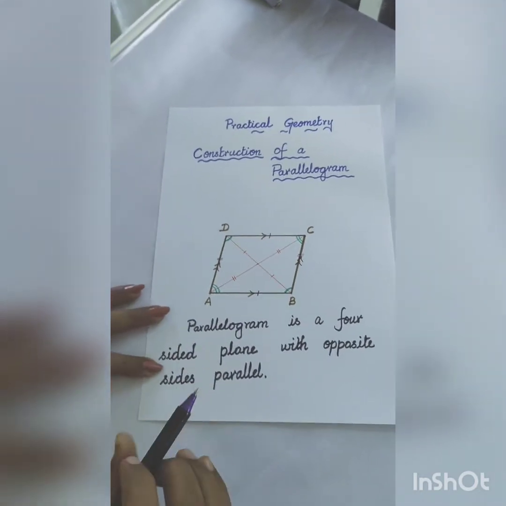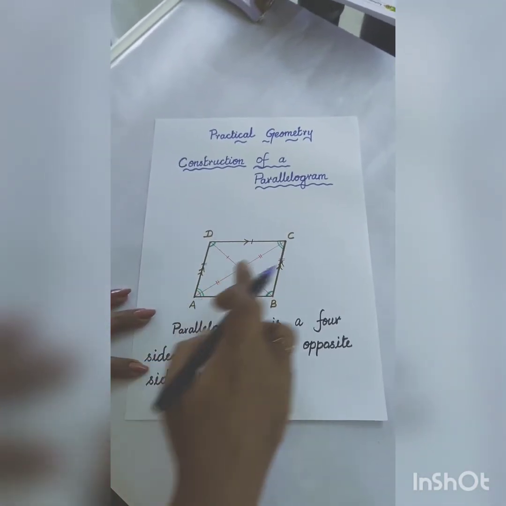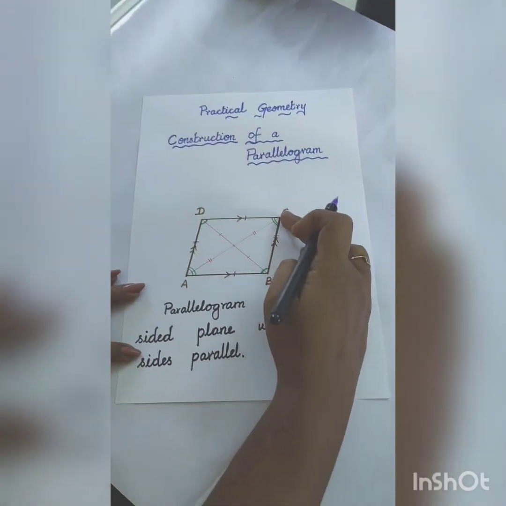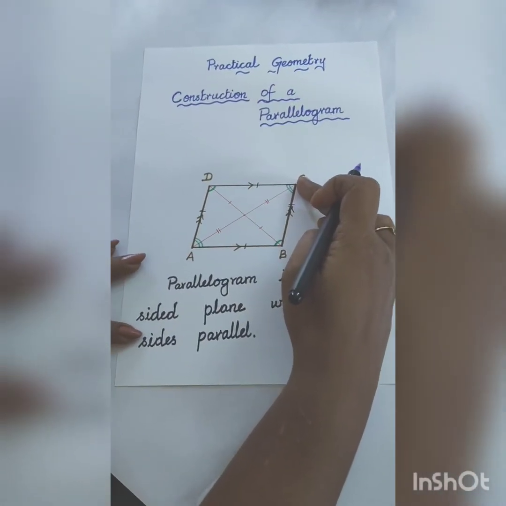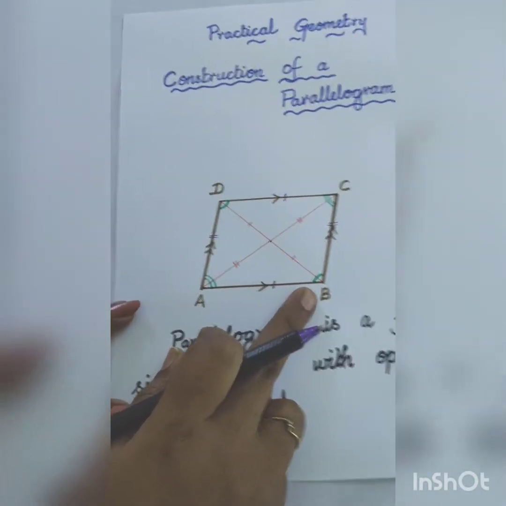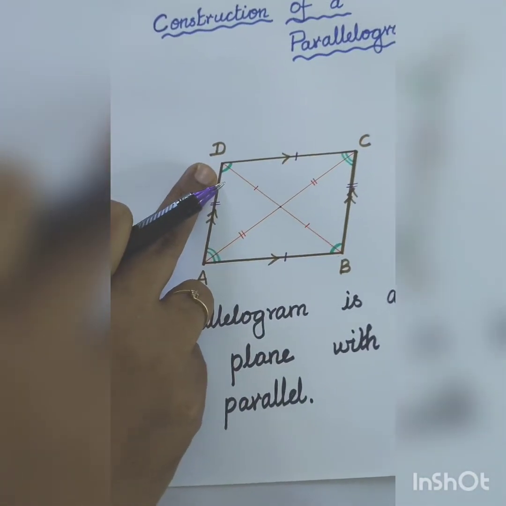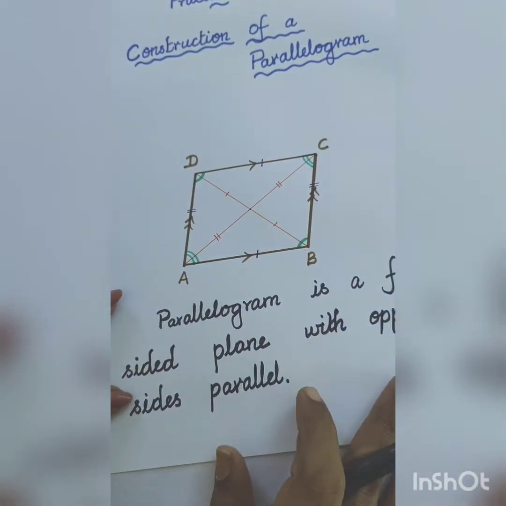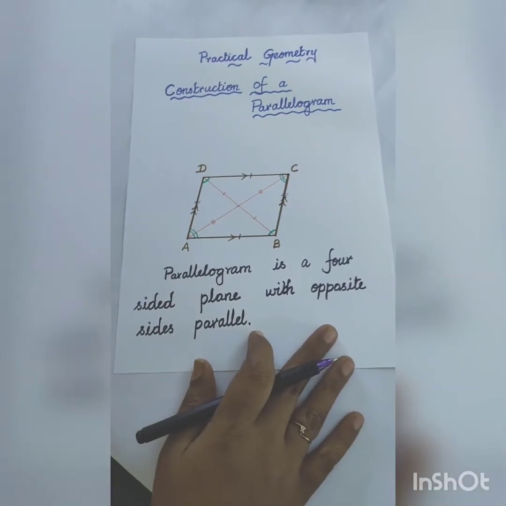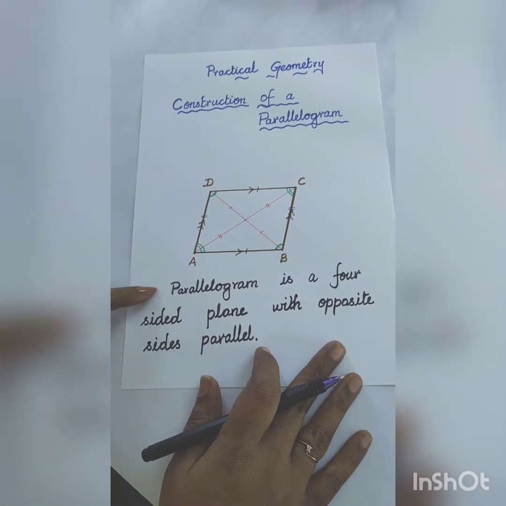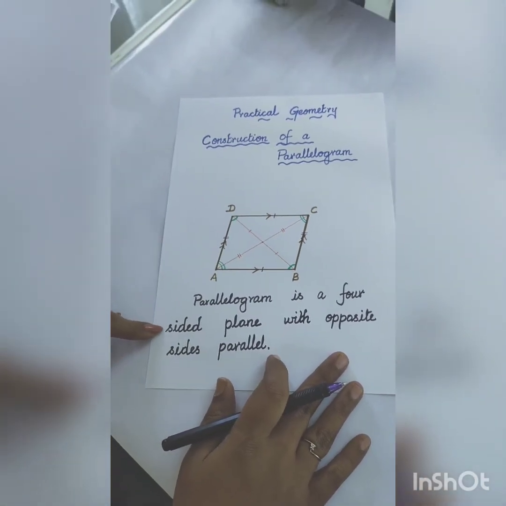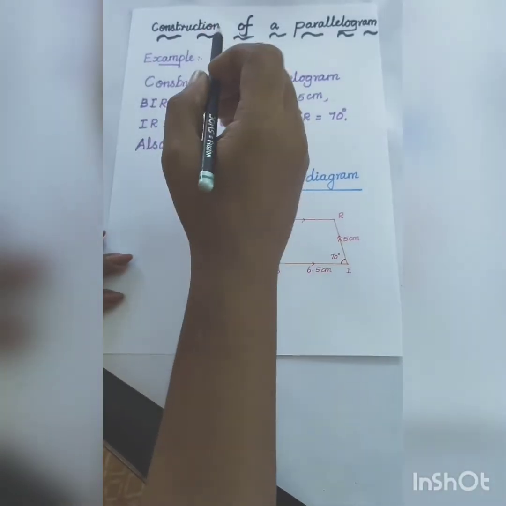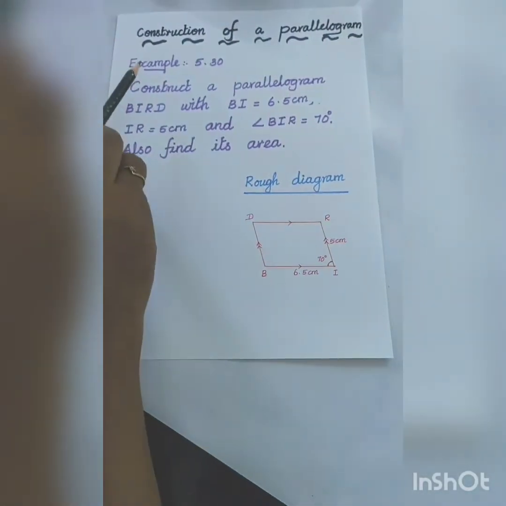each other. Also we have the opposite angles. Opposite angles means the angle A and the angle C are congruent or equal. In the same way, the angle B and the angle D are congruent or equal. So opposite angles are also equal. Once again, let us recall the definition. A parallelogram is a four-sided plane figure with opposite sides parallel. Now, construction of a parallelogram.